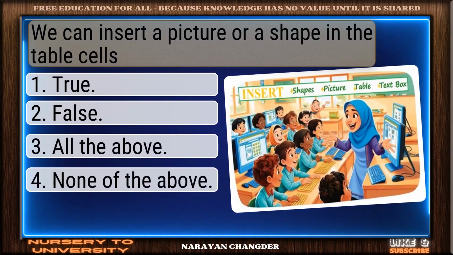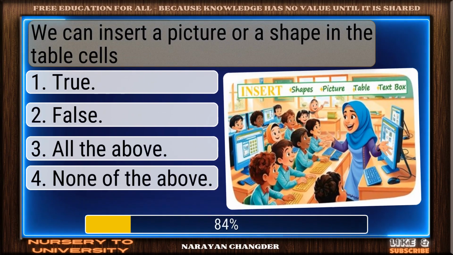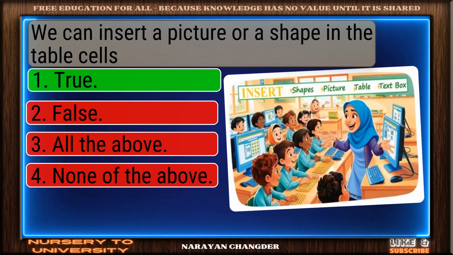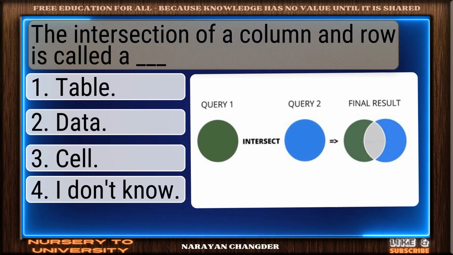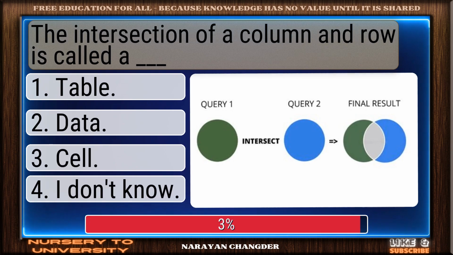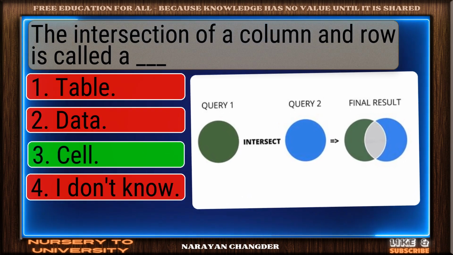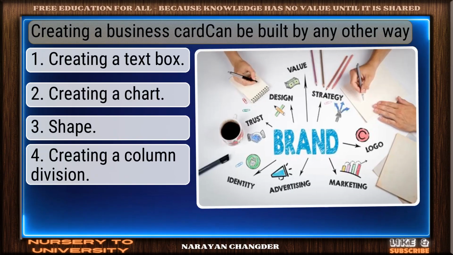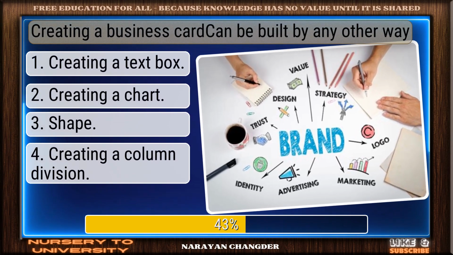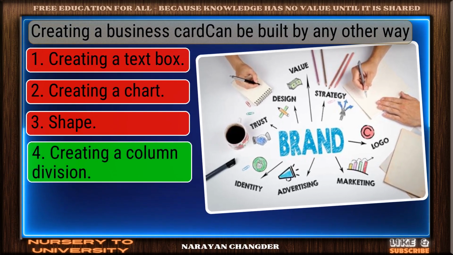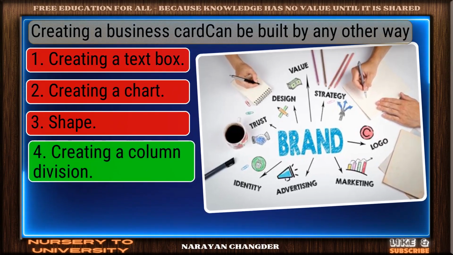We can insert a picture or a shape in the table cells. Exactly. True makes sense, and it is right choice. The intersection of a column and row is called a dash. Great thinking. Cell is the right choice. Creating a business card can be built by any other way. Correct. Creating a column division is the right answer.